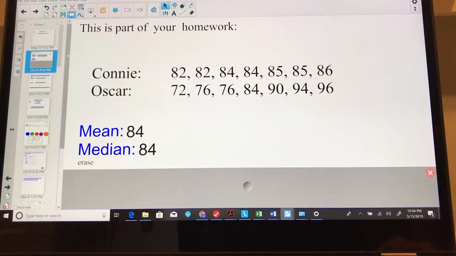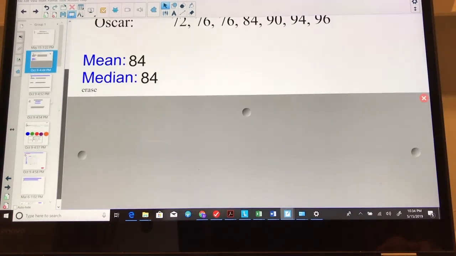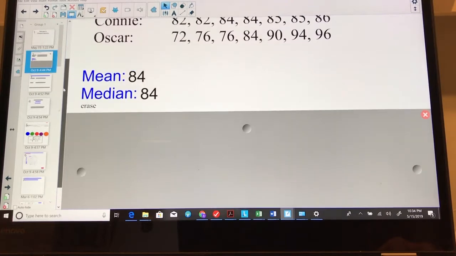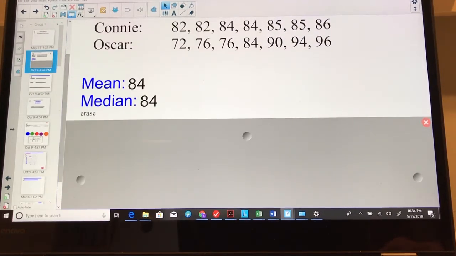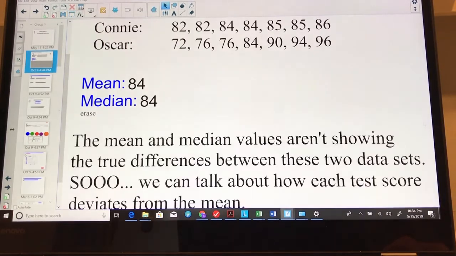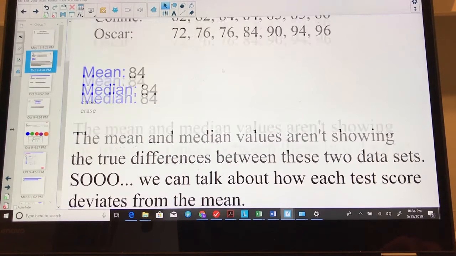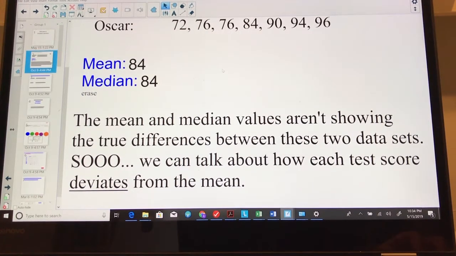But you can definitely see that their test scores, or whatever they are, vary a lot more than what their mean and their median are showing. So when you take a look here, it says your mean and median values aren't showing the true differences between these two data sets. So we can talk about how each test score deviates from the mean, so how far away from the mean it is.